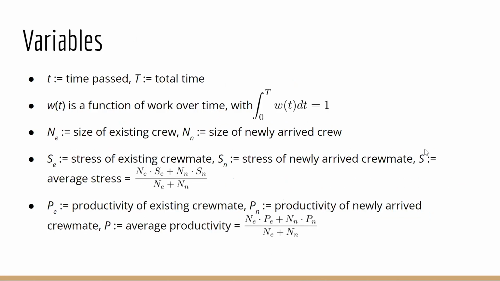We then define these variables, the time passed, total time, and we make the function of work over time. And then we have the size of each group. And then we calculated the average stress and average productivity of the two groups from the stress of each group.